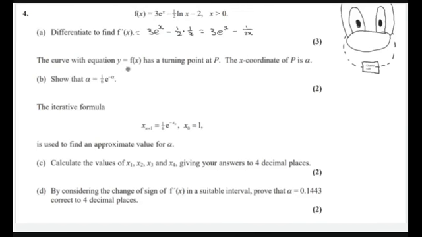The curve of equation, so next part, the curve of equation y equals f of x has a turning point at p. The x coordinate of p is alpha. Show that alpha equals a 6th e to the power of minus alpha. So it's weird because you've got alpha equals something else with alpha, but we've just got to rearrange what we have to make this equal to what they're asking us to show.